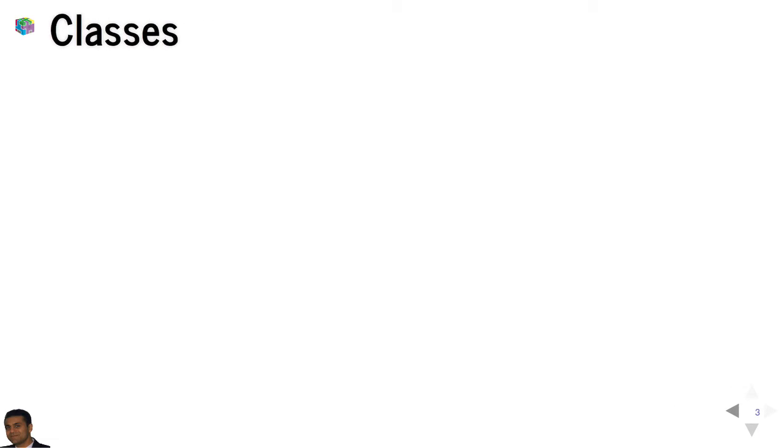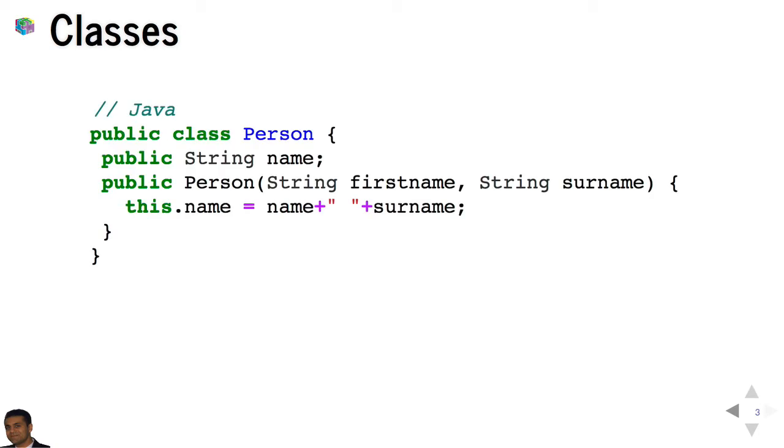Now we can consider some more complicated examples related to classes. Here is a simple Java class with a single field, name. Note the name is actually calculated concatenating the first name and the surname. There is a constructor which receives two parameters and produces the actual value of the field.